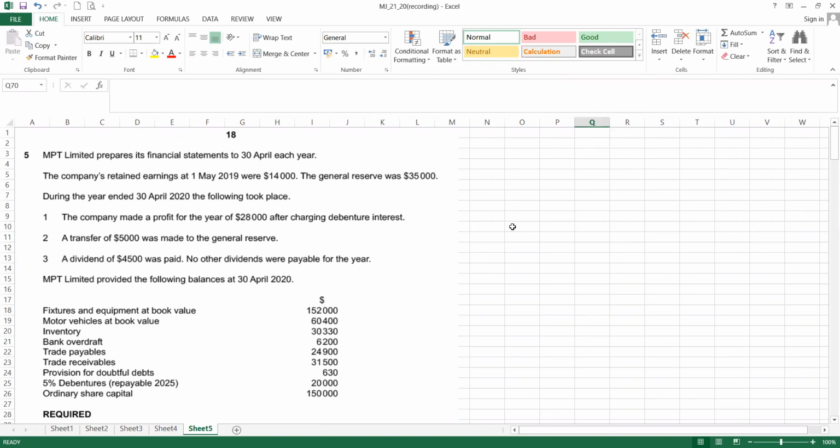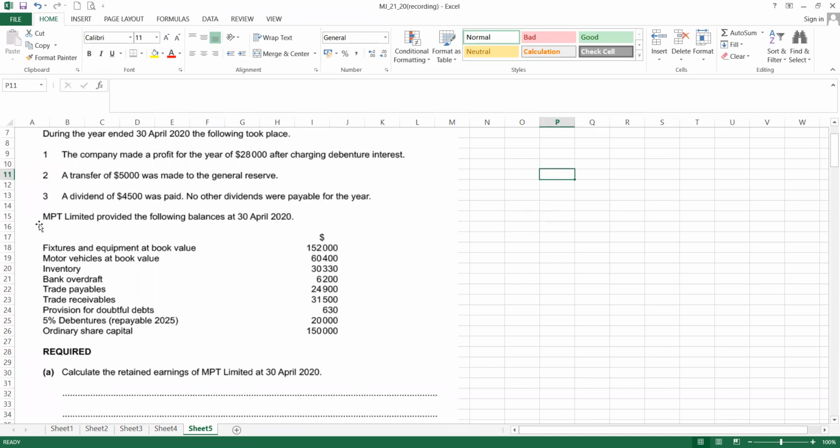The company made a profit for the year of 28,000 after charging debenture interest. A transfer of 5,000 was made to the general reserve. A dividend of 4,500 was paid. No other dividends were payable for the year. Okay, next. MPT Limited provides the following.